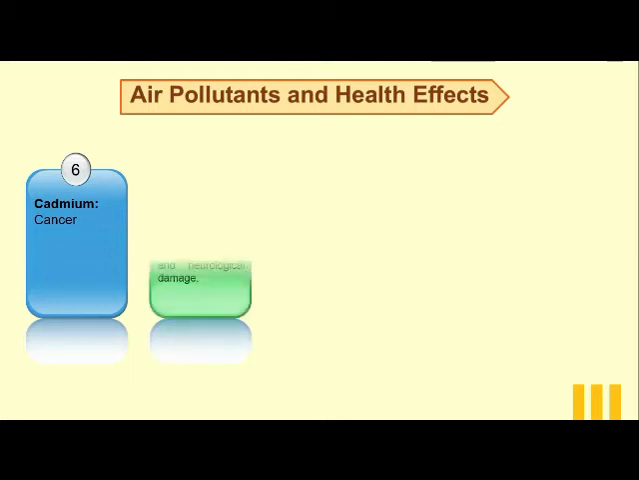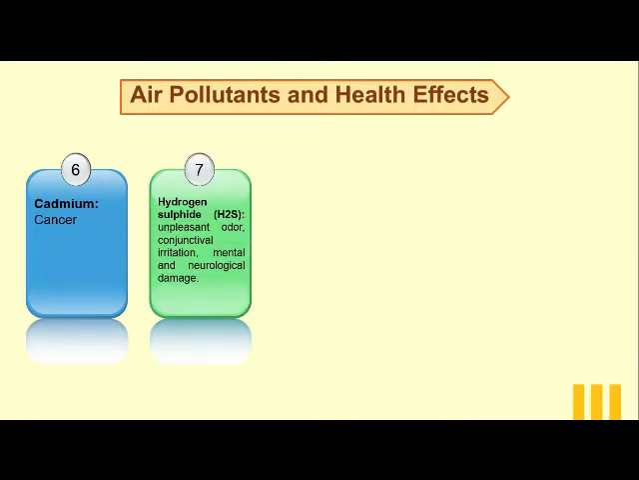Hydrogen sulfide. In industry, hydrogen sulfide can be formed whenever elemental sulfur or sulfur-containing compounds come in contact with organic material at high temperatures. Hydrogen sulfide is formed during coke production, wastewater treatment plants, wood pulp production using the sulfate method, sulfur extraction process, oil refining and tanning industry. It has an unpleasant odor. It causes conjunctival irritation, mental and neurological damage.